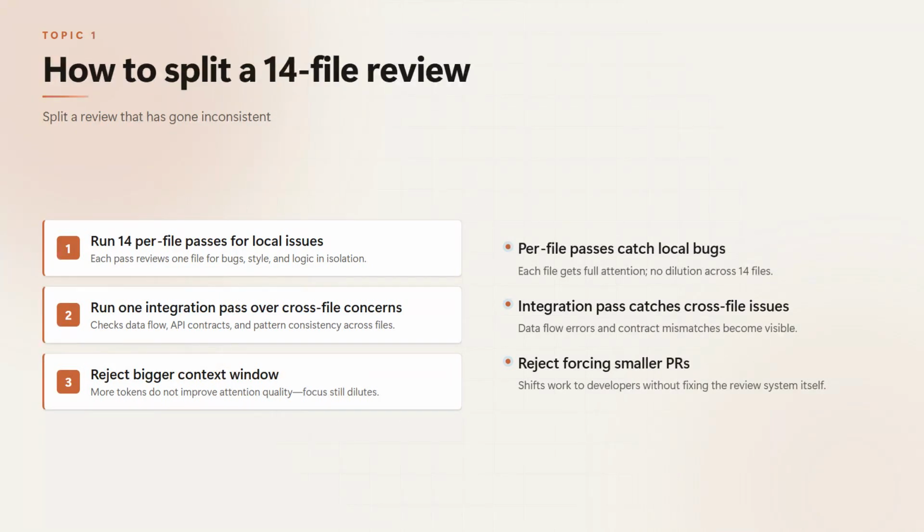The dilution remains. Forcing developers to split their PRs is also wrong. It pushes the burden onto people instead of fixing the system. The other cases in the document follow the same pattern: split by natural boundaries, then integrate.